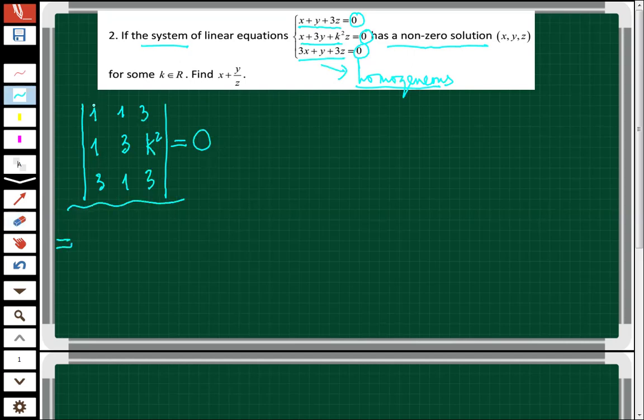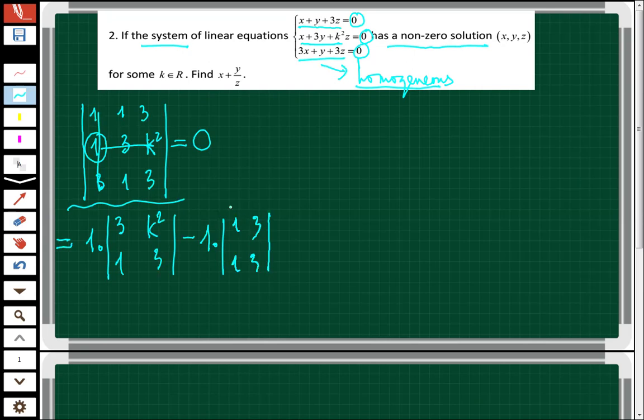The first item in the column is the number 1. Multiply the second order determinant 3, k squared, 1, 3. The second item in the column is the number 1. We need to add a minus sign here. Multiply the second order determinant 1, 3, 1, 3. And the last item in the column is the number 3. Multiply the second order determinant 1, 3, 3, k squared.